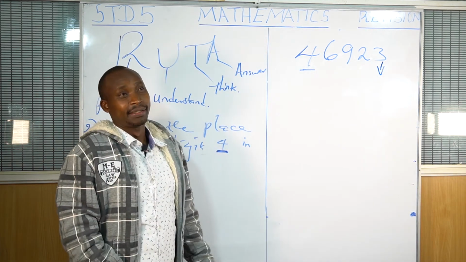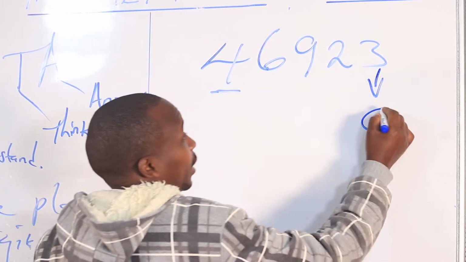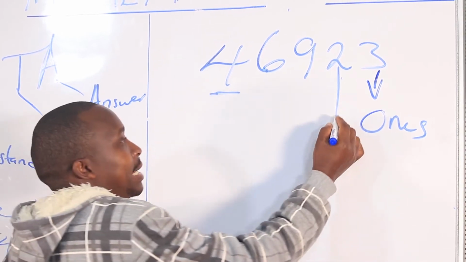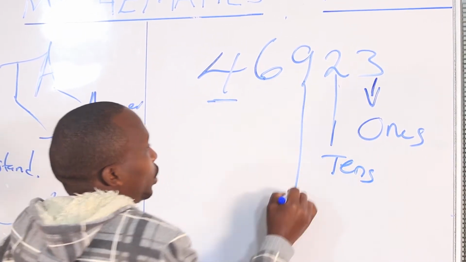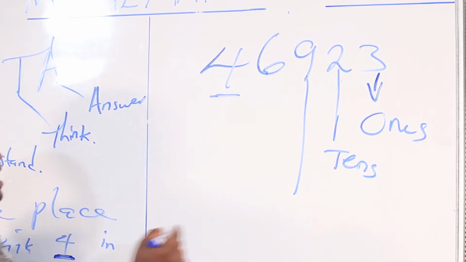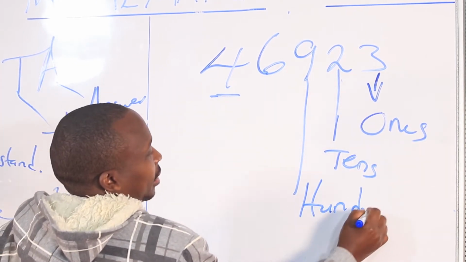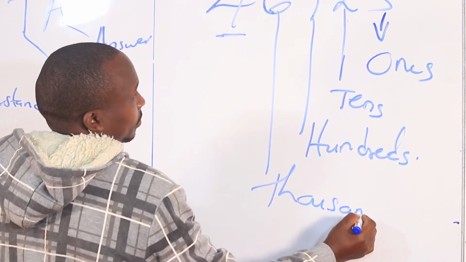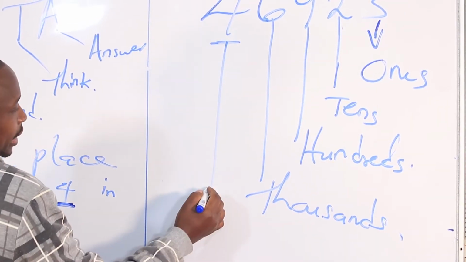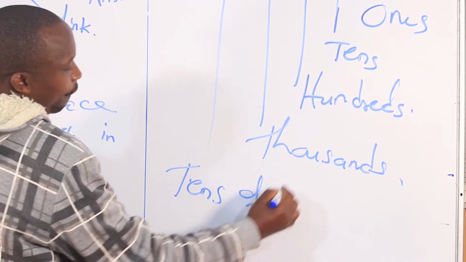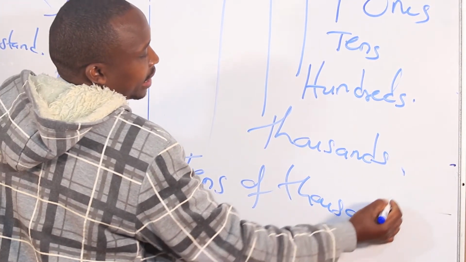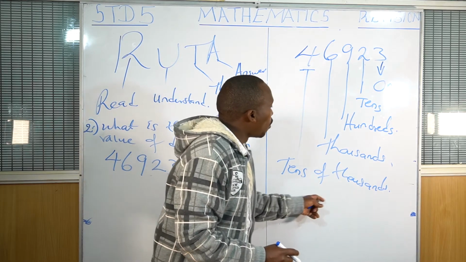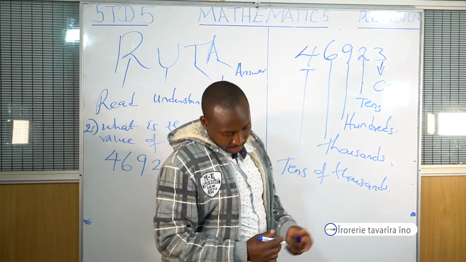Now, what is the name given to the last digit? It is ones. Very good. What about 2? It is tens. What about 9? It is hundreds. Very good. What about 6? It is thousands. What about 4? It is tens of thousands. We don't have tens of hundreds. We don't have ones of thousands. We have tens of what?